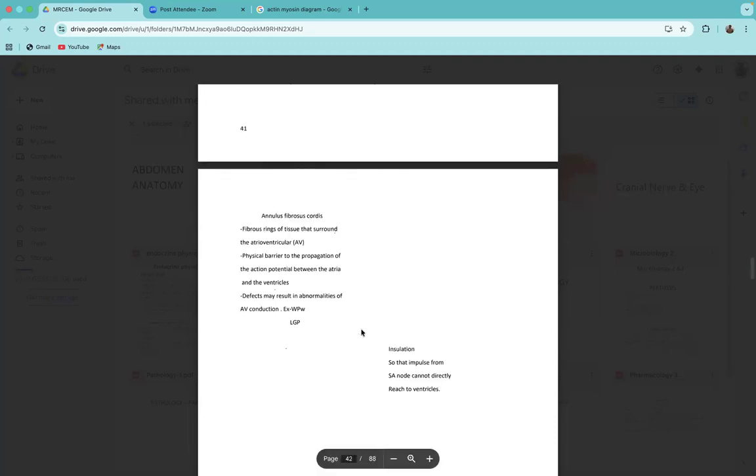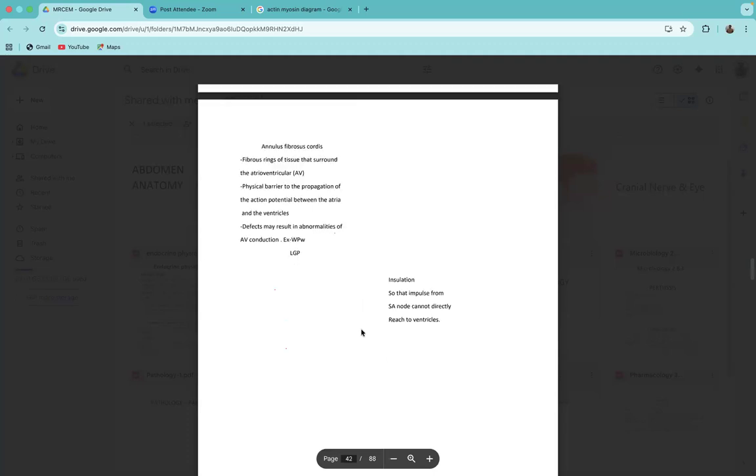Okay, so annulus fibrosus cordis. Annulus fibrosus cordis is basically the skeleton of the heart. So there is a fibrous ring that is present surrounding the atrioventricular junction, between the atrium and ventricle. This is a physical barrier to propagation of the action potential between the atria and the ventricle, and defects of it cause abnormalities of conduction, which may result in WPW or LGL syndrome as well.